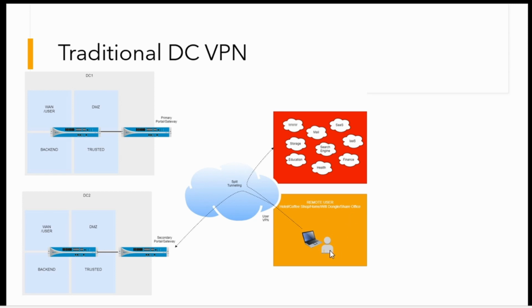Dependent on your business needs and requirements, they'll either be full tunneling, sending all the traffic down to the data center, or in split tunneling mode, sending the internal traffic to the data center and the internet traffic unsecured out to the internet.